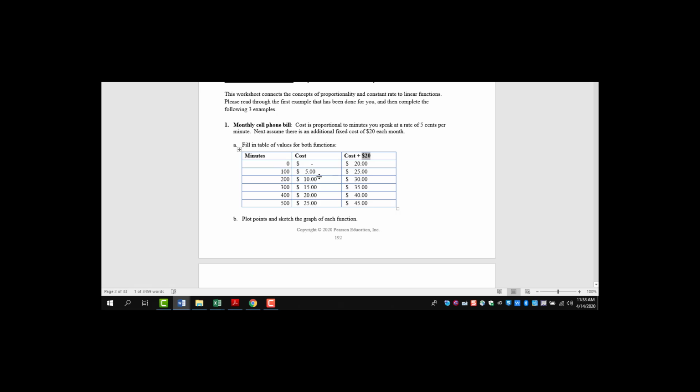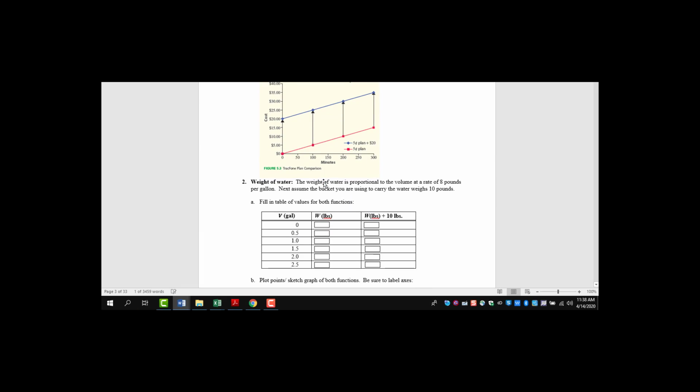So we just build this out. It's pretty obvious to see how that works. So I'm going to do one example here. Okay, so before I do that example, let's just look at what's going on here. Here is 5 cents a minute. Here is 5 cents a minute plus an initial fee of $20.